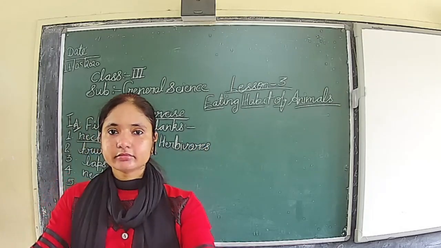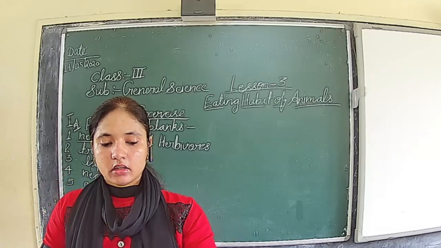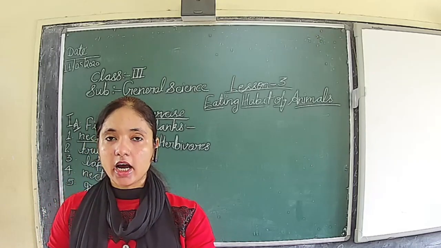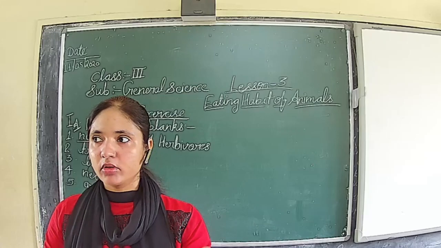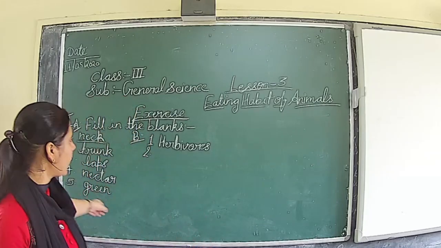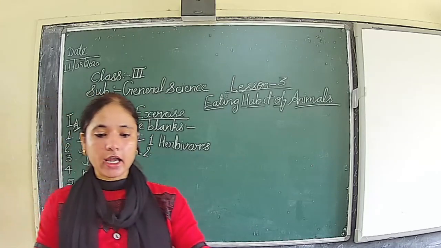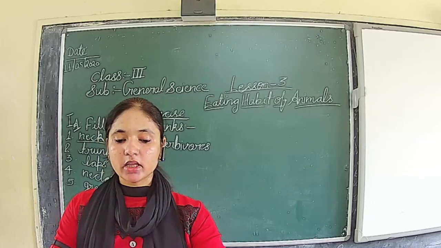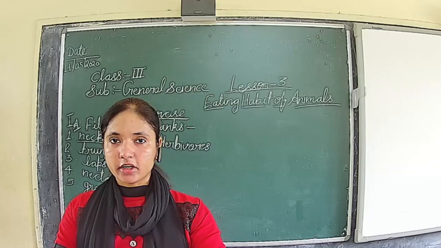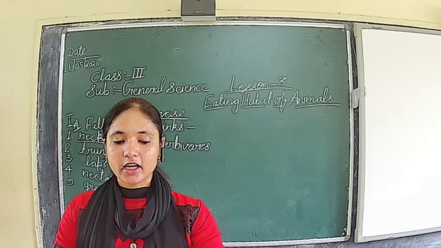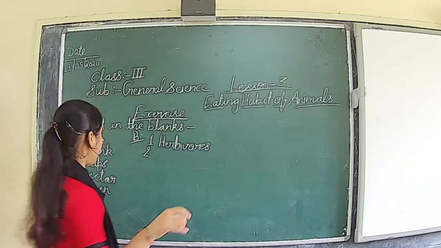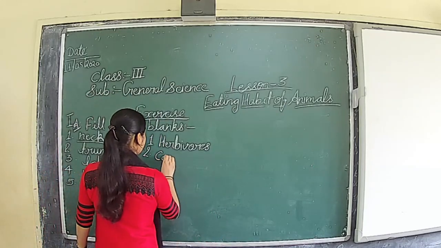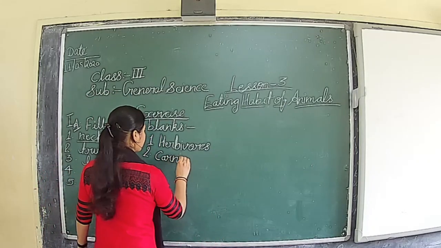Then second is, flesh-eating animals are also called what? The options are herbivores, carnivores, and omnivores. So the right answer will be carnivores.